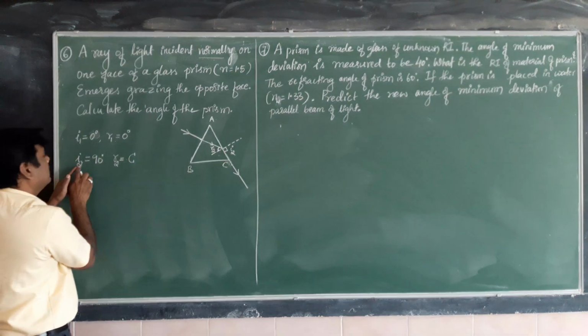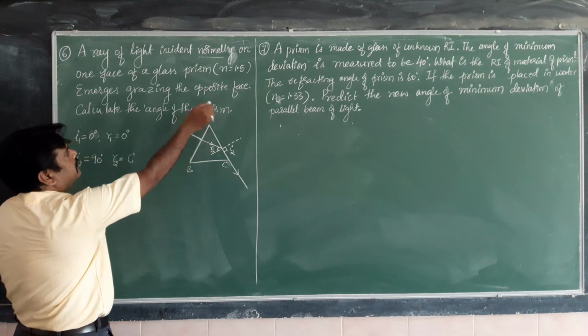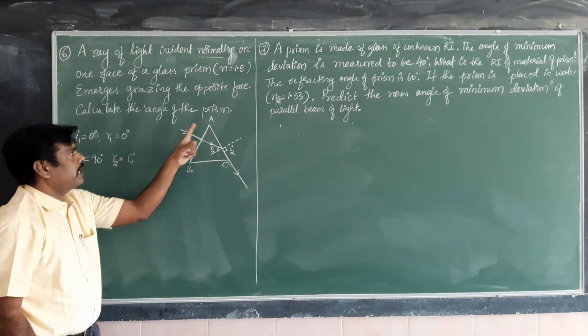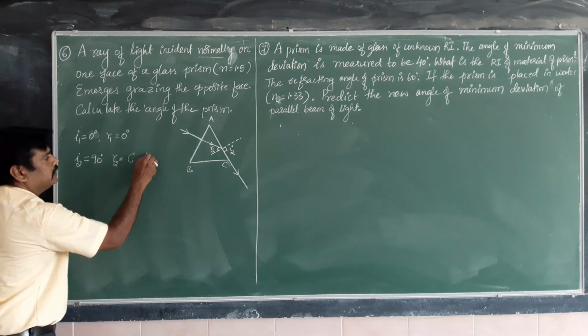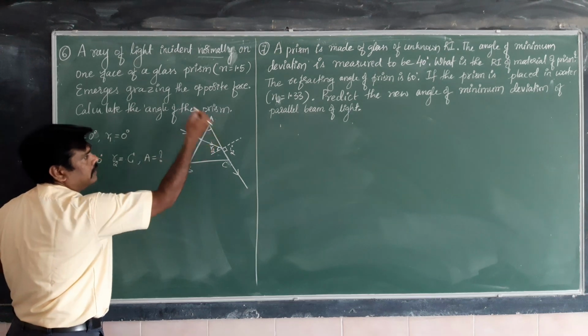Here, specifically, we call them I2 is 90 degree, R2 is C. Now, in this problem, calculate the angle of the prism. So we should calculate the angle of the prism. The thing we need to calculate is A, the angle of the prism. This one we want to calculate.